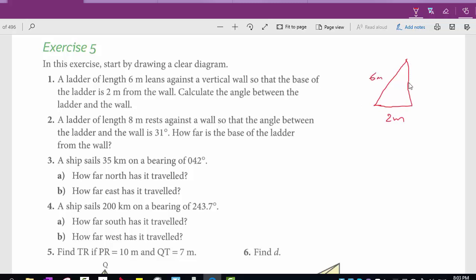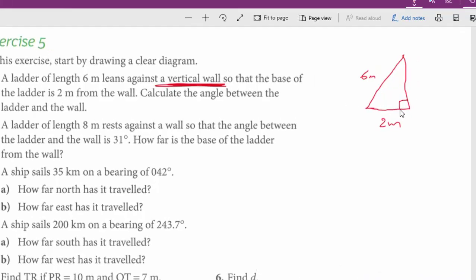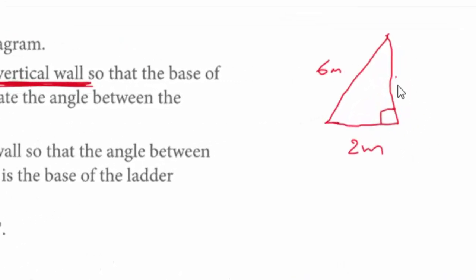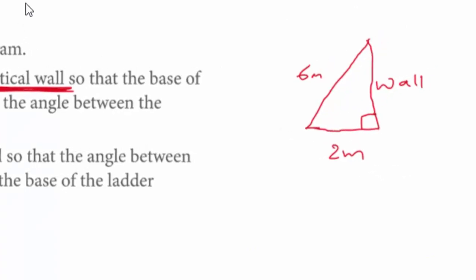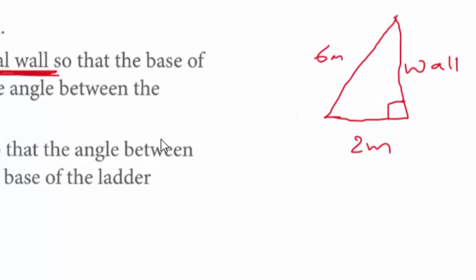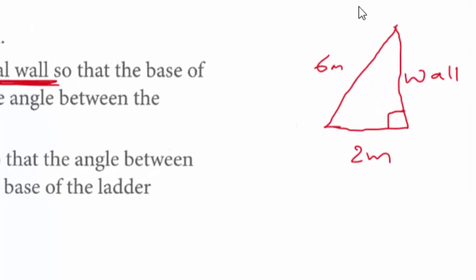Since this is a vertical wall, that is a great reason to say I have a right angle here. This is the wall, and this is the ladder. This is the graph. The ladder is 2 meters away from the wall. All right. Now, where is the angle between the ladder and the wall? The angle between the ladder and the wall is right here. We need to find this angle.